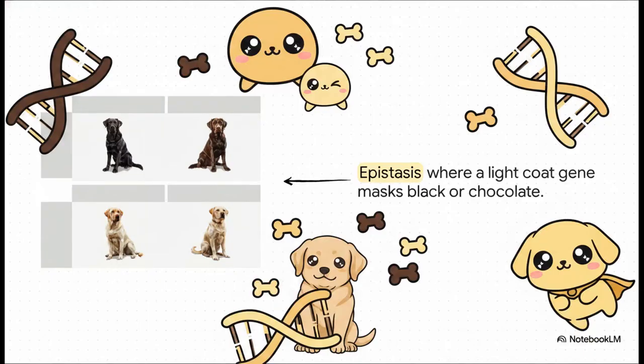And then there's a wild phenomenon called epistasis, where one entirely different gene completely masks the expression of another. It's a real game changer. It perfectly explains why two dark-coated Labradors can have an adorable golden puppy. The light coat gene essentially steps in and just overrides the genetic instructions for black or chocolate fur. Nature is crazy like that.